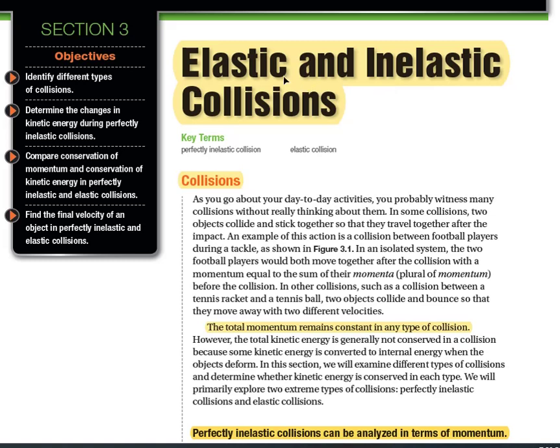So in other words, elastic collision is the non-sticky collision. Inelastic collision is the sticky one. It's the one where objects collide and get stuck together.